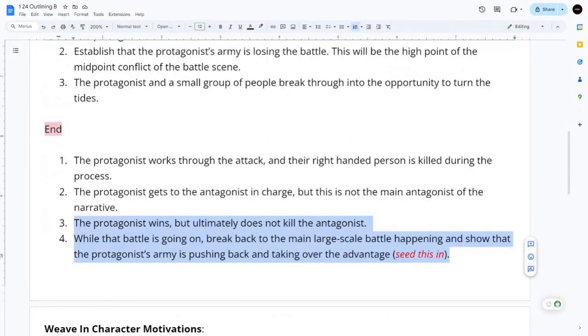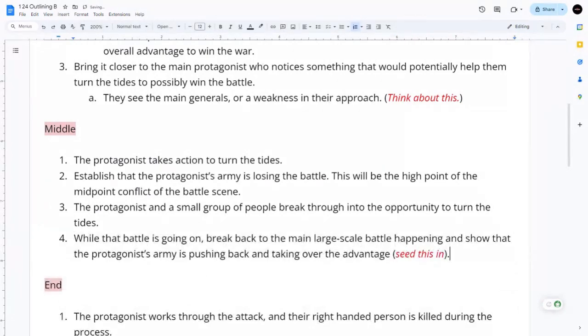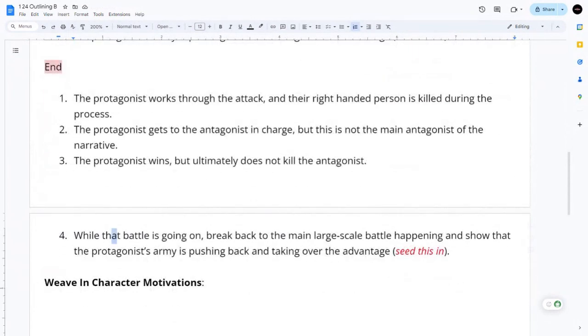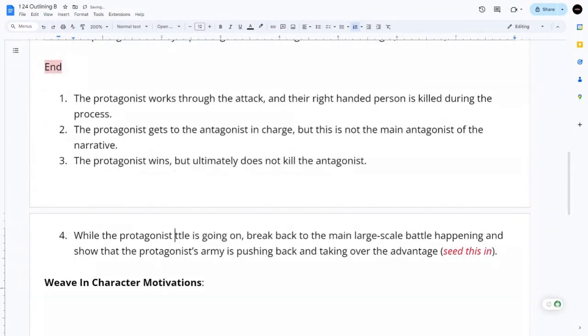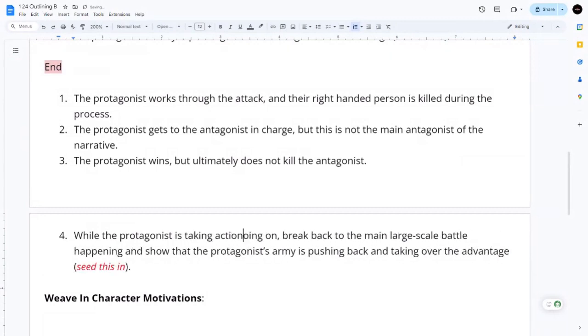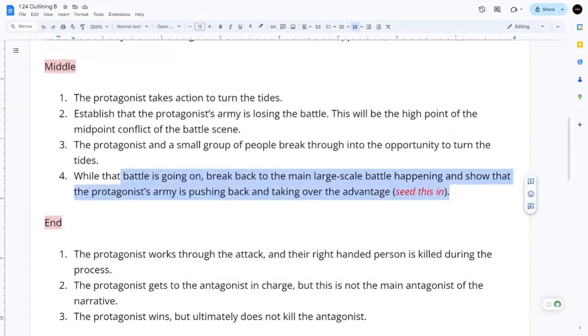Right away, I want to see this. Well, the battle is going on. The protagonist is taking action. Break back to the logic. So I'm actually going to put this up here as well.